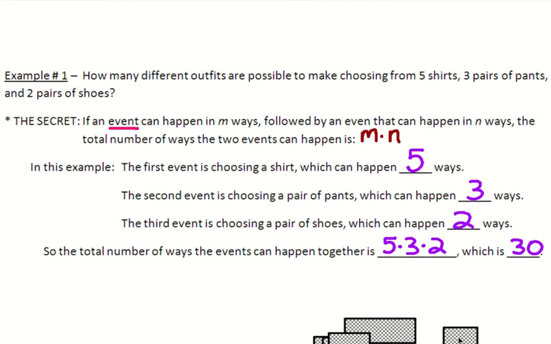But what if they need to match? Who cares? There's 5 different ways you can choose a shirt, 3 different ways you could choose a pair of pants, and 2 different ways you can pick a pair of shoes. So the total number of ways you can pick one of each is 5 times 3 times 2, which is 30.